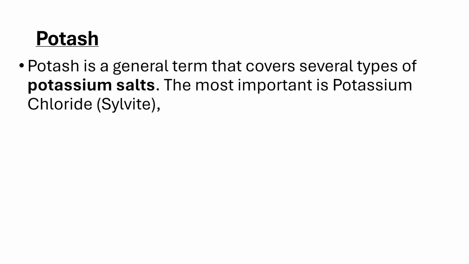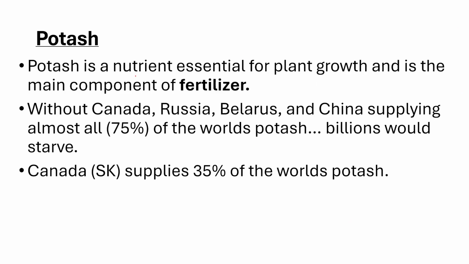All right, so you do need to know these, so write this down. So why is potash so useful? There's only a few countries in the world that have it. It's because it's essential for plant growth and is the main component of fertilizer. And I'll talk more about this a little bit later as to why it's so essential. But the four main producers are Canada, Russia, Belarus, and China. Those supply most of the world's potash. Without it, people would starve. Hundreds of millions would starve.